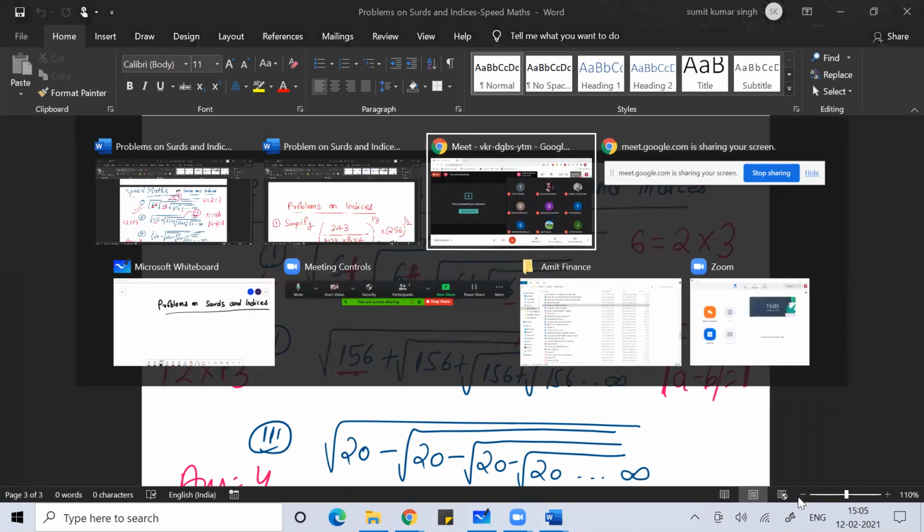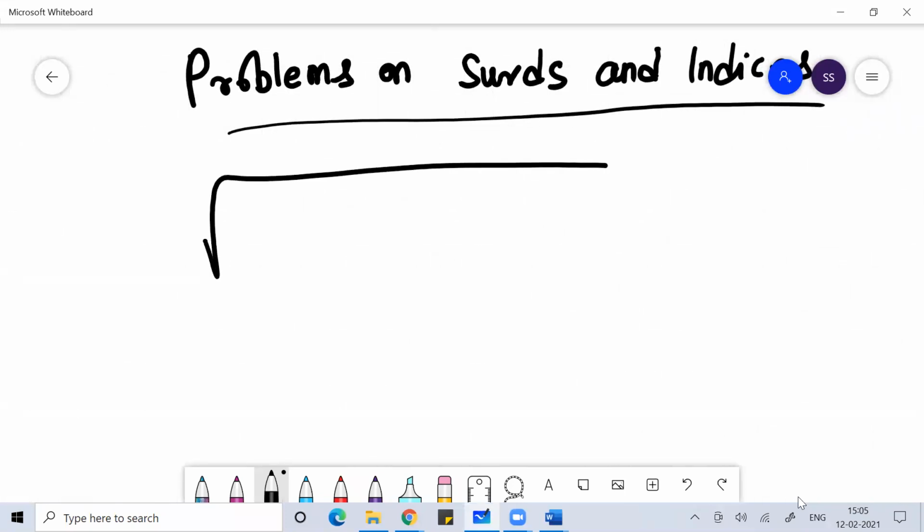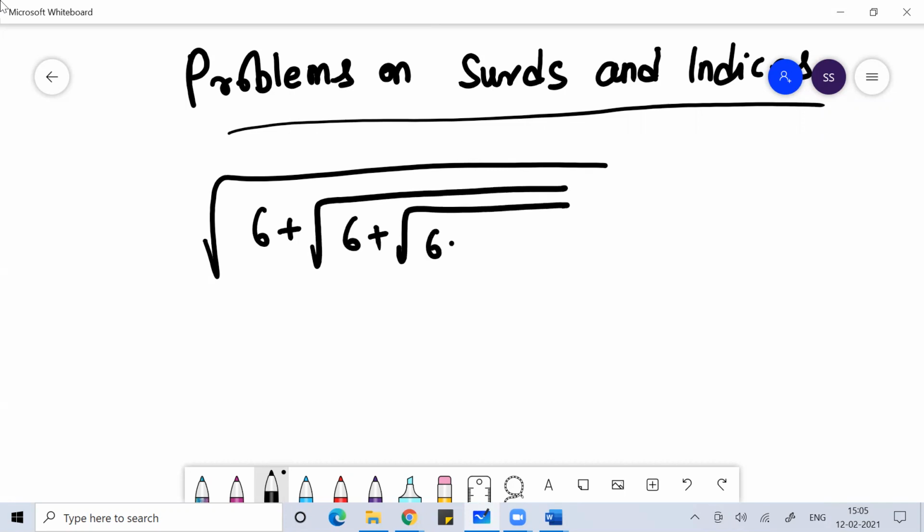So for example, if I ask you what is the value of root 6 plus root 6 plus root 6 plus root 6, like this till infinity. Probably you have done questions like this in school, in chapters like quadratic equation. We learned how to solve these kinds of questions. I hope you remember that.